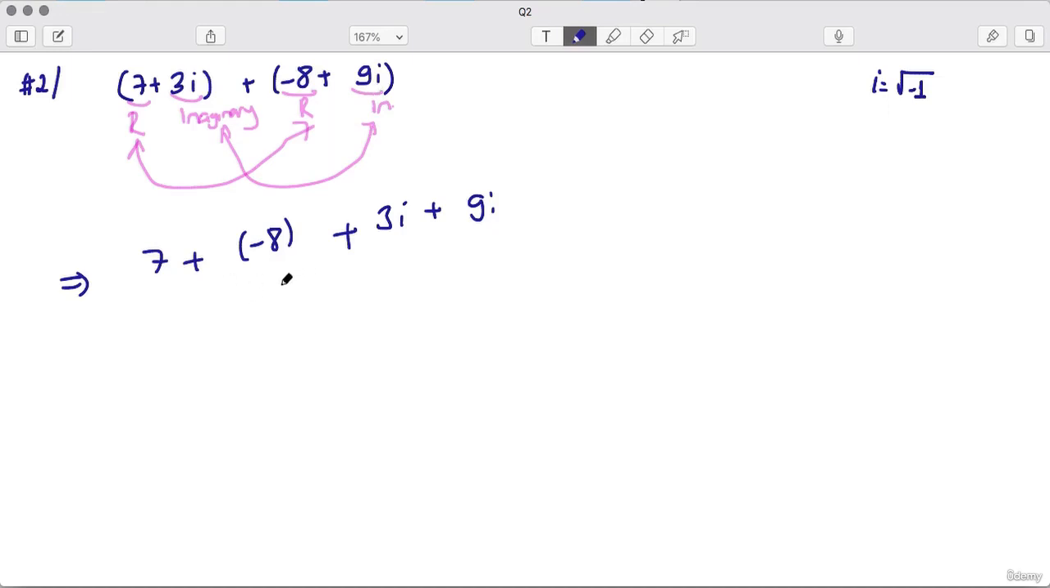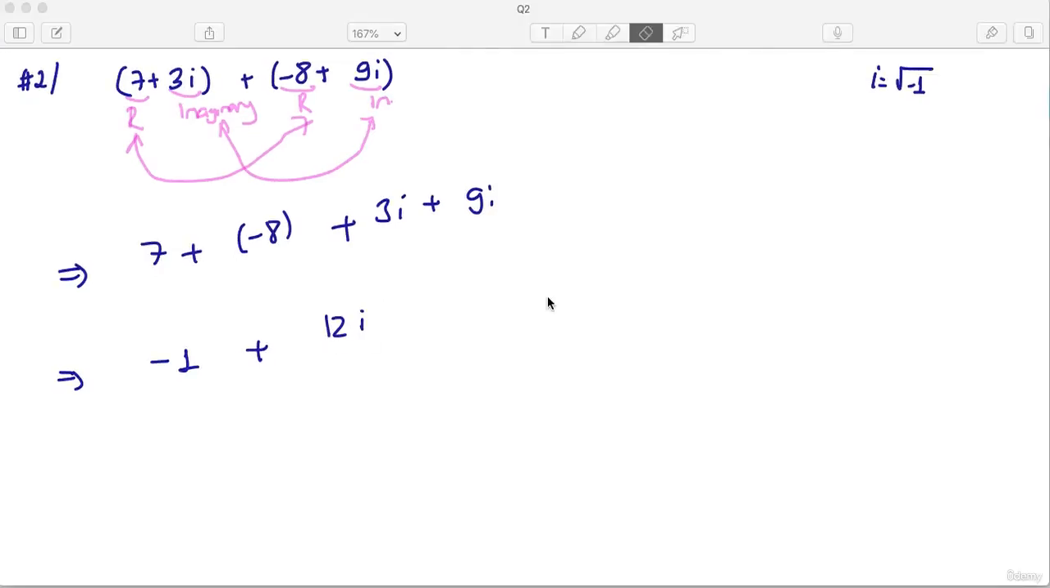Now from here we just simplify. Plus minus, well, that makes a minus, no? So we get 7 minus 8 here. Well, that is simply -1. I'm just going to write -1 plus 3i plus 9i. Well, that is just 12i. So our answer is -1 plus 12i.